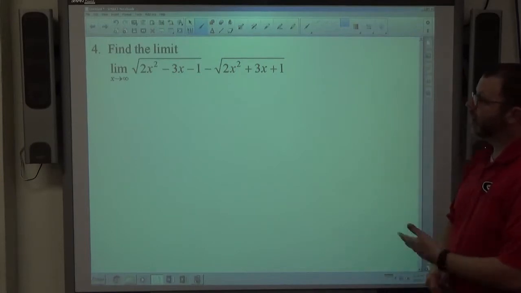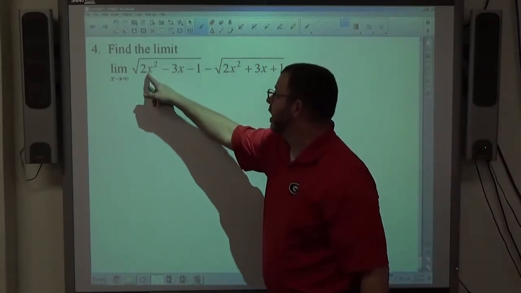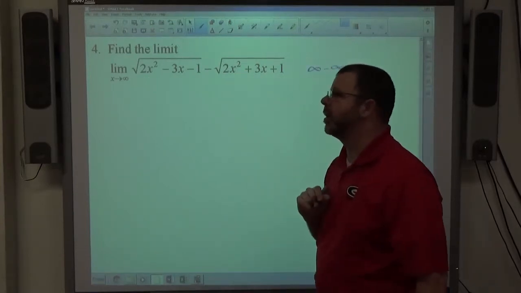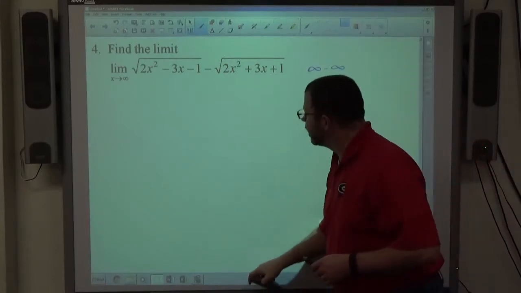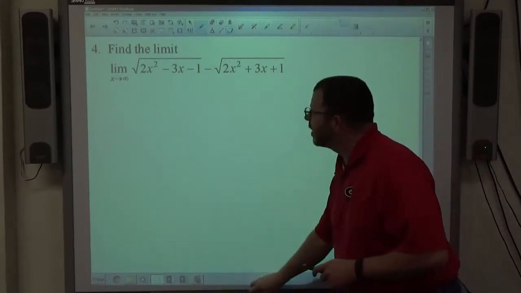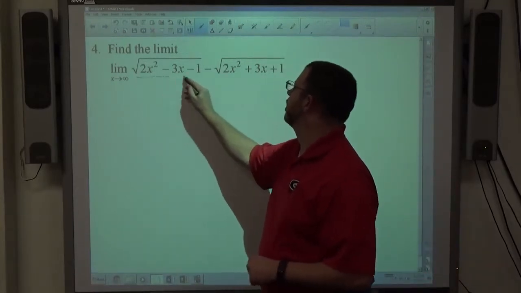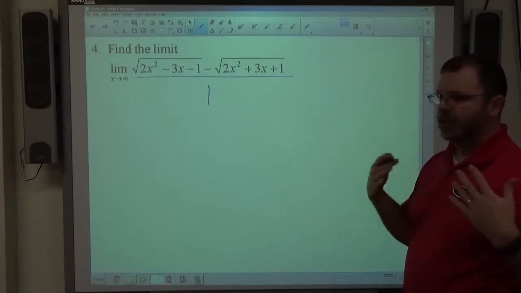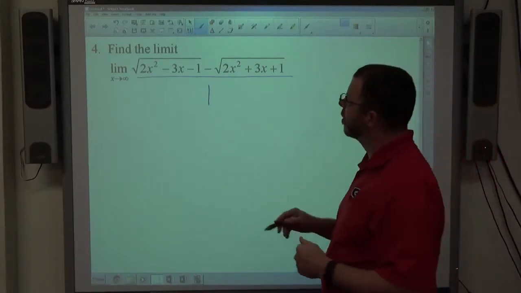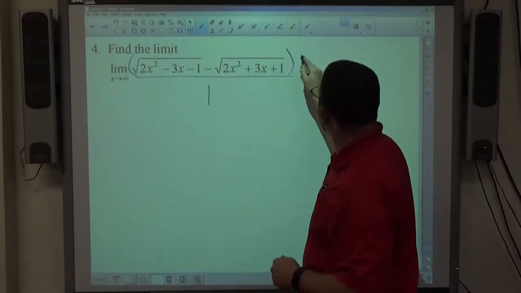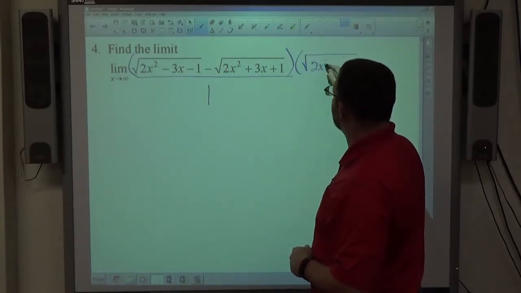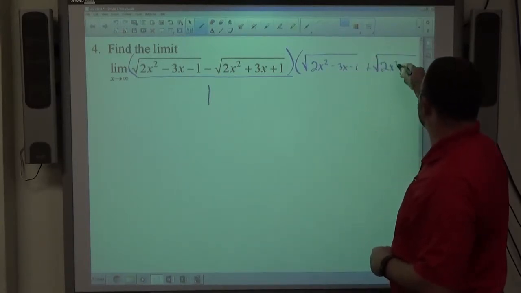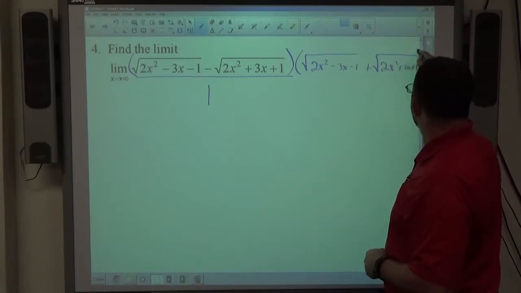For number 4, again, an infinite limit. If I put infinity in here, I'm going to get infinity. Infinity here, I get infinity. That's infinity minus infinity, which is indeterminate. So I've got to come up with a technique for doing this. When you're subtracting infinities, the best way to handle this situation is to multiply top and bottom by the conjugate of the top to create a fractional structure, because just like the last problem was, a fractional structure is easy to work with. So I'm going to multiply the top by the square root of 2x squared minus 3x minus 1 plus the square root of 2x squared plus 3x plus 1. We do the same to the bottom.